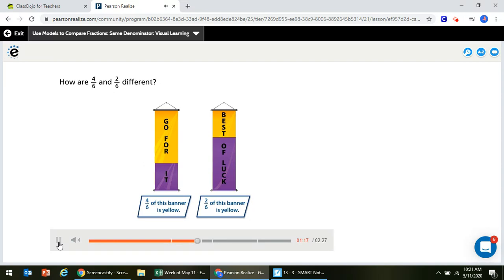How are 4/6 and 2/6 different? So now what's different between the two? If you said the 4 and the 2 or the numerator, you're correct. Both have different numerators, or different equal parts that are described.